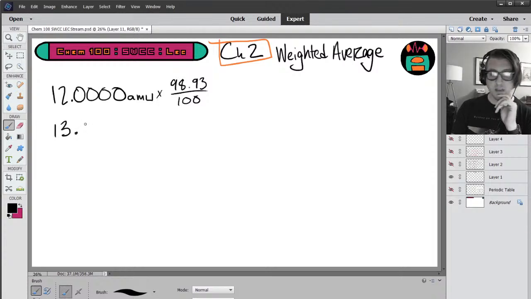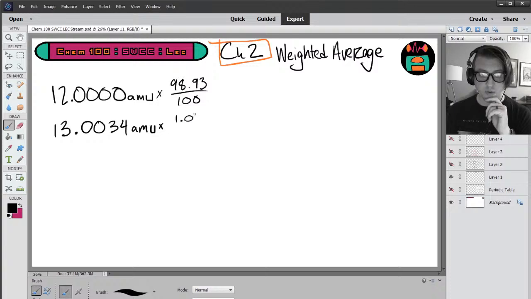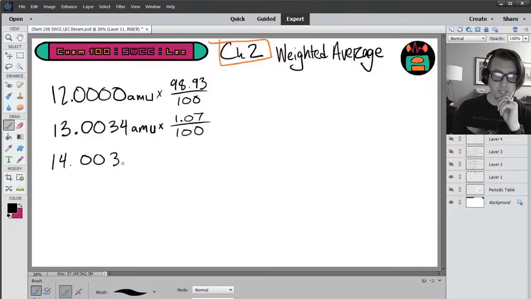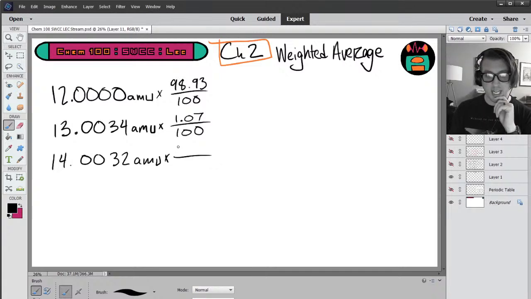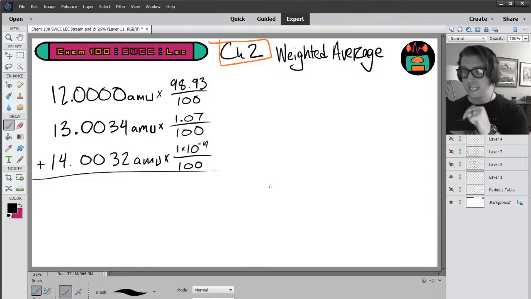Carbon 13 has an atomic mass of 13.0034 AMU times we take its percent abundance, 1.07, put that over 100. And then we take the atomic mass for carbon 14, 14.0032 AMU. And we multiply this by its natural abundance, 1 times 10 to the negative 14th over 100. All right, and again, remember, our end goal is to add all these up, but before we do the addition, we need to do the multiplication.